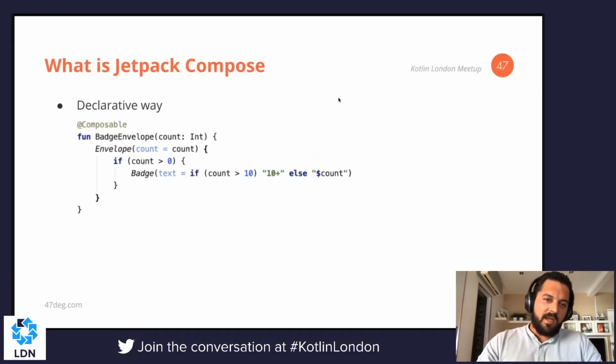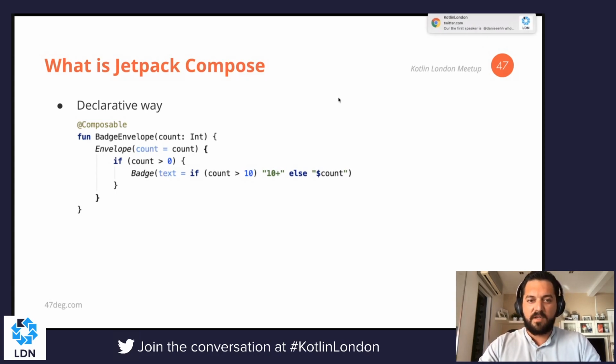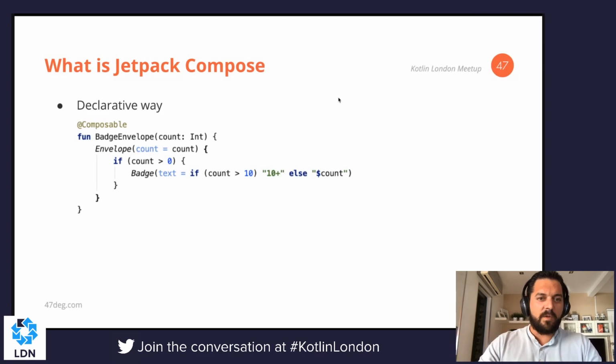So we can do it differently. In the declarative way, this is how we will do it. We will create our composable function, and we will compose our envelope with our badge. And this is it. Depending on the input, the count, we will show the envelope, and the envelope will be empty or with some paper or with paper and fire. And depending on the count, if it's 0, we won't draw the badge. And if it's greater than 0, we will draw the badge. And depending on the count, we will show the count itself or 10 plus.